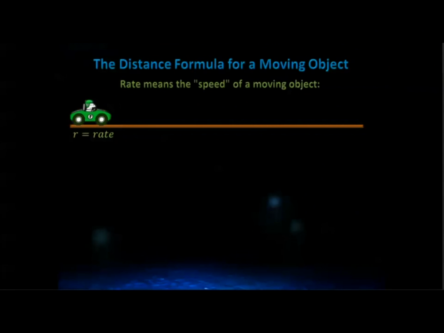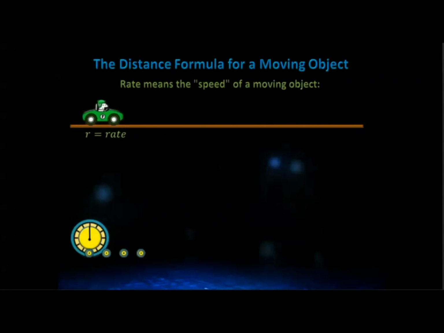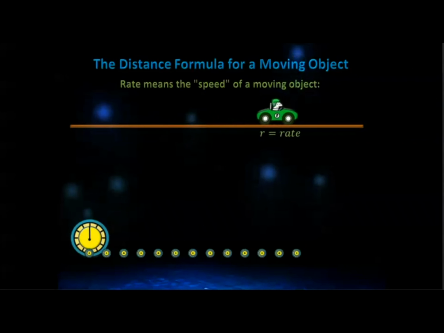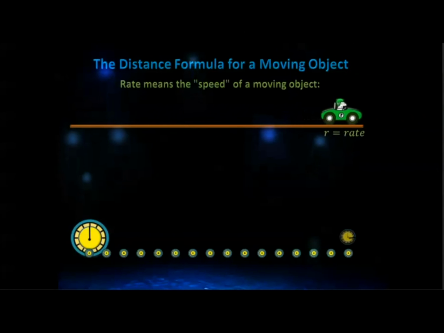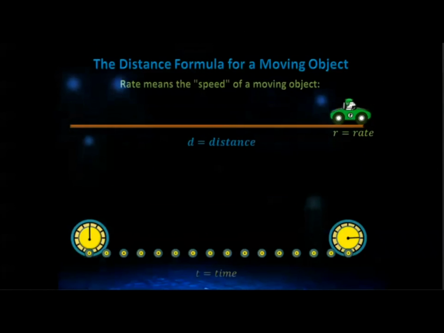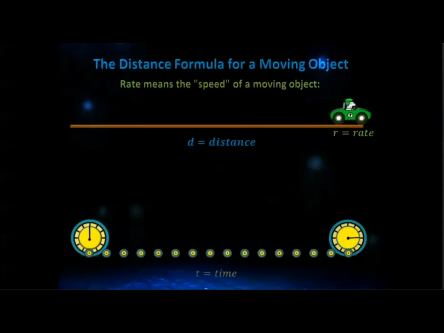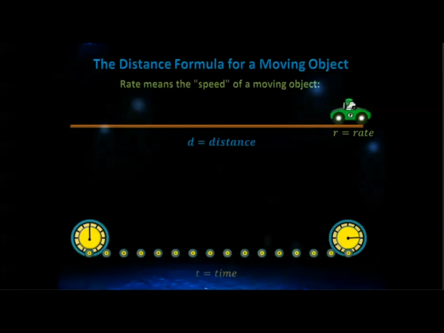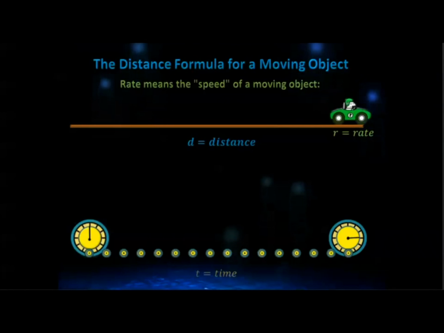If we have an object that is in motion at a certain speed, after a certain amount of time, the object will cover a certain distance. The distance formula expresses the relationship between these measures.